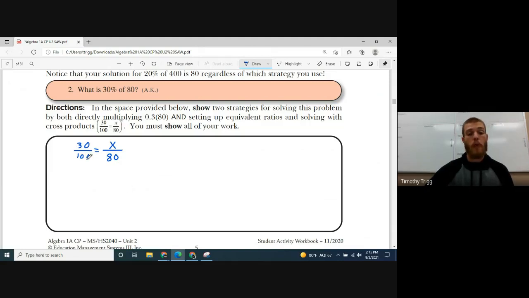So we're going to cross multiply. 100 times x is 100x. 80 times 30. Well, I can just do 8 times 3. That's 24, and then add 2 zeros, so 2400. Divide both sides by 100 to get x by itself. That gives you that x equals 24.